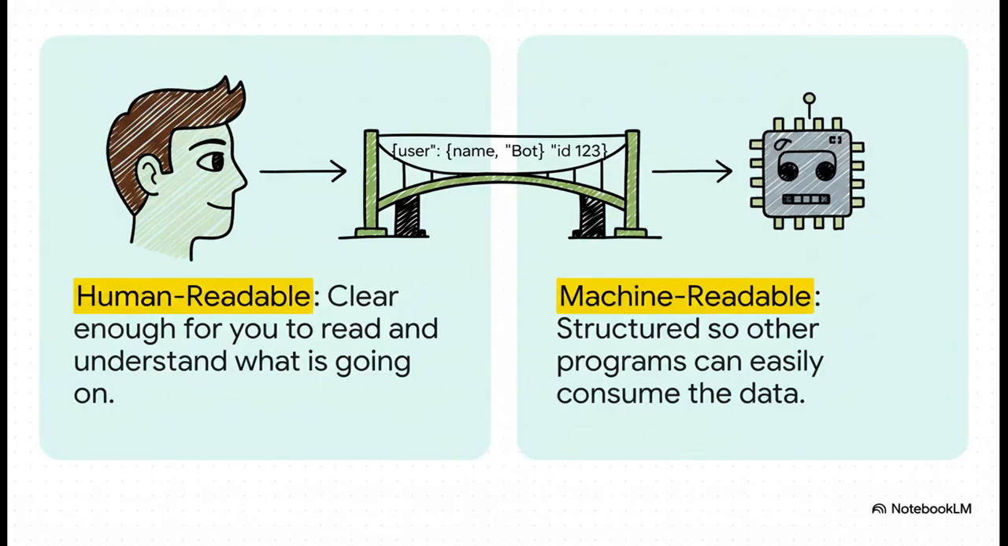So that JSON format is actually pretty clever, isn't it? It's structured enough that another computer program could easily grab that number of connections, but it's also clear enough that you and I can just look at it and figure out what's going on. It's the perfect bridge between a person and a machine.